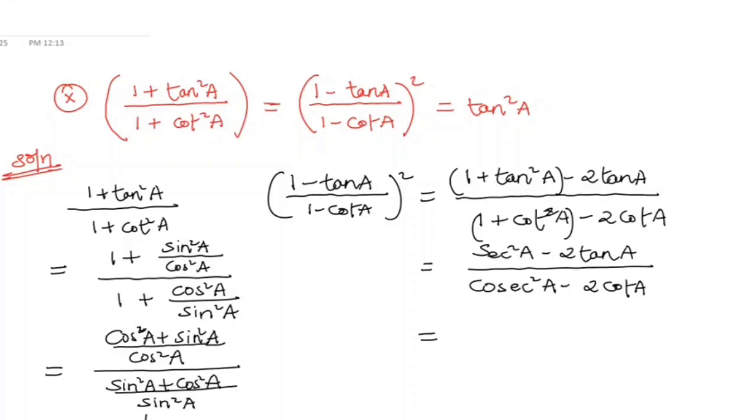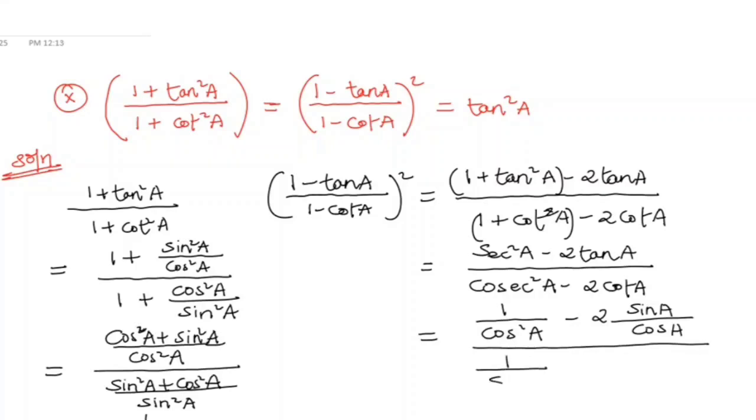Next we will write sec²A, which we can convert to 1 by cos²A, because sec A is 1 by cos A, and minus 2 into tan A, which we can write as sin A by cos A, divided by downside cosec²A, which we can write as 1 by sin²A, minus 2 into cot A, which we can write as cos A by sin A.